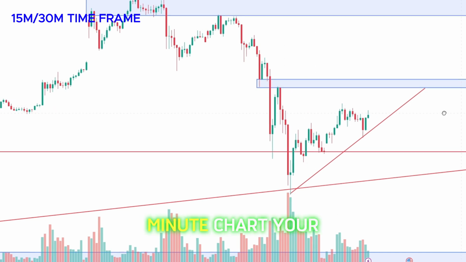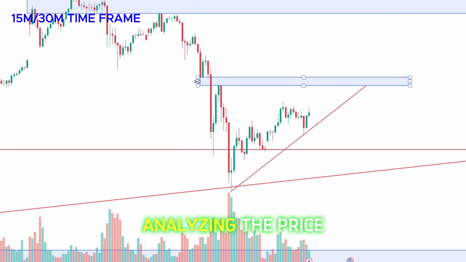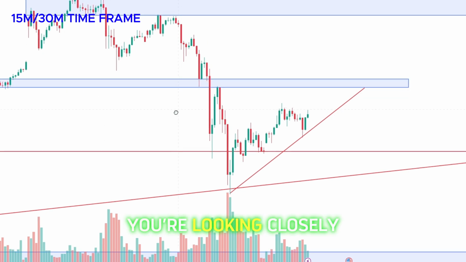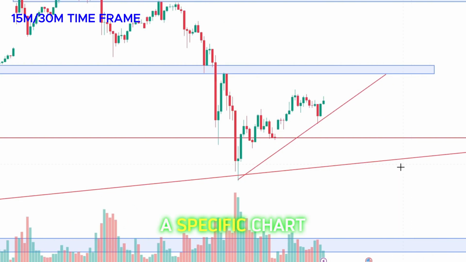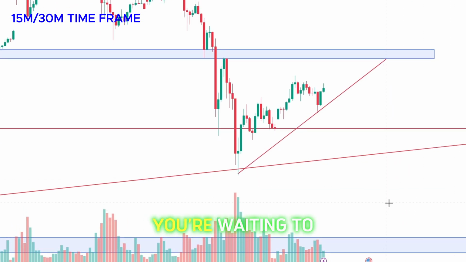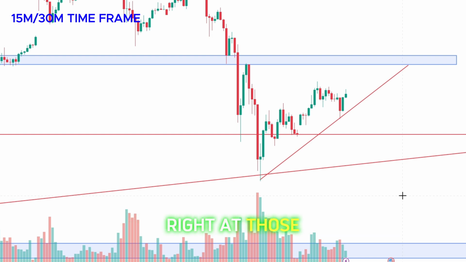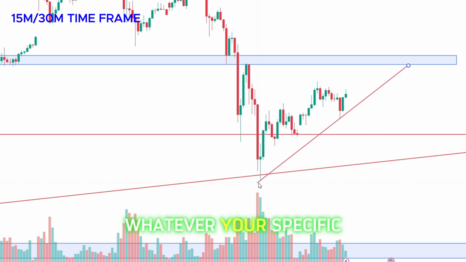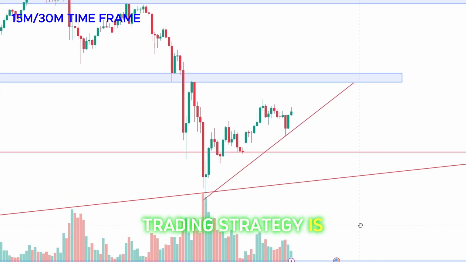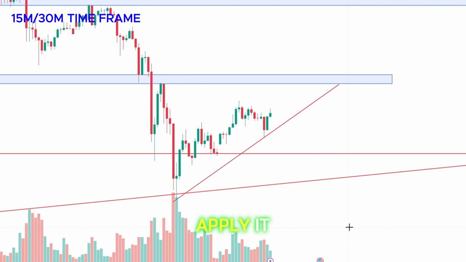On this 15-minute chart, your only job is analyzing the price action. You're looking closely at the chart to see if a specific chart pattern is forming. You're waiting to see if your favorite candlestick setups are appearing right at those support or resistance junction points we drew earlier. Whatever your specific trading strategy is, this is the exact moment you apply it.